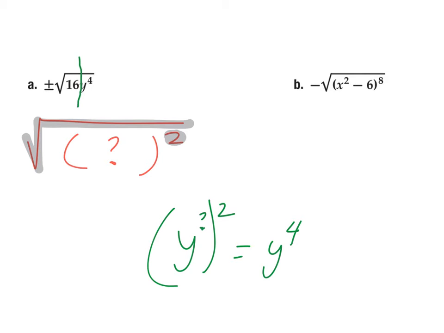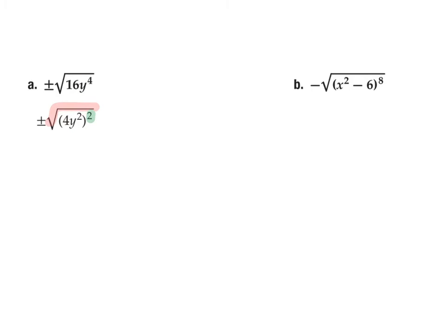Hopefully you said that the number that has to be raised to the second power to give me 16 is 4. So really what I have here now is I'm rewriting this as some number squared. So 4 squared is 16, y squared squared is y to the 4th. And the reason we do that, conceptually speaking, and this is why I highlighted the radical and the 2, the square root and the squaring cancel out, so I'm left with just the plus or minus 4y squared.